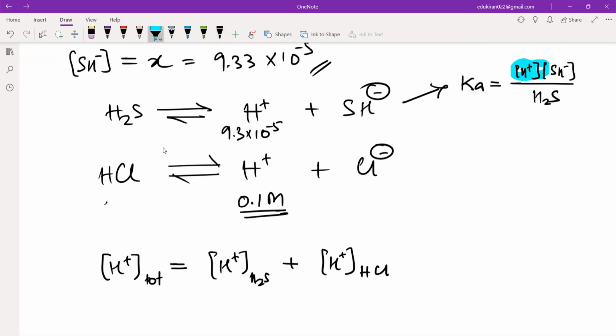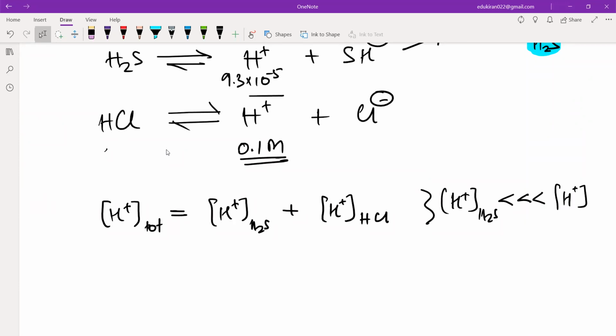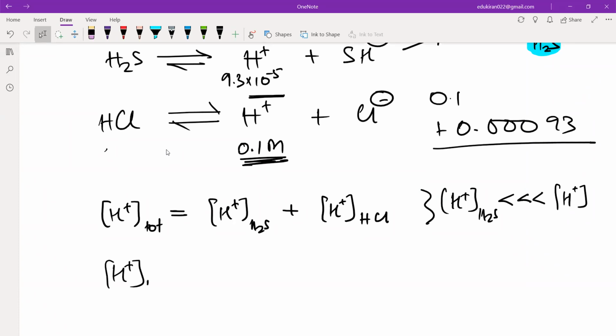So I will try to find all of these things. I've said that H plus total will be equal to the H plus coming from H2S and the H plus coming from HCl. But the concentration of H plus from H2S is going to be very, very small compared to the concentration of H plus from HCl. Here it is 10 to the power minus 5, and this is 0.1, that means 10 to the power minus 1. So you have 0.1 and I'm adding 0.000093, so it doesn't make sense, right? So I can directly write the concentration of H plus total as 0.1 molar.